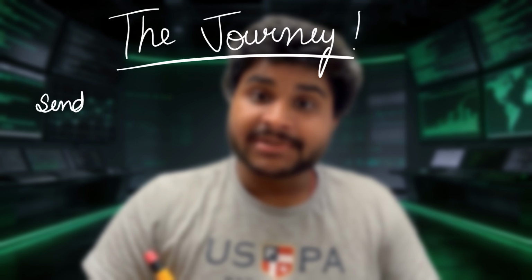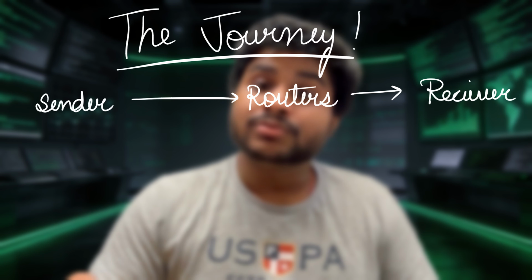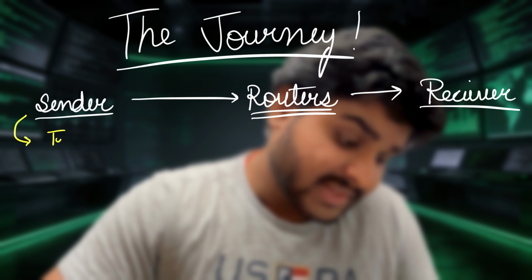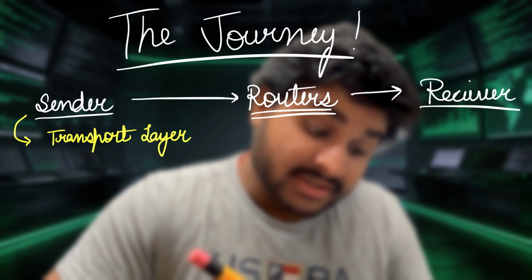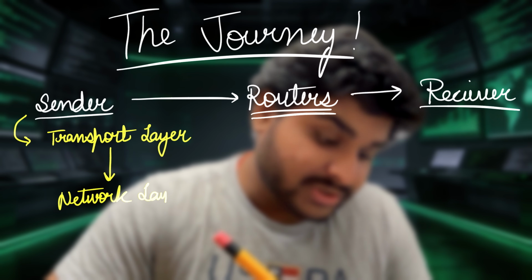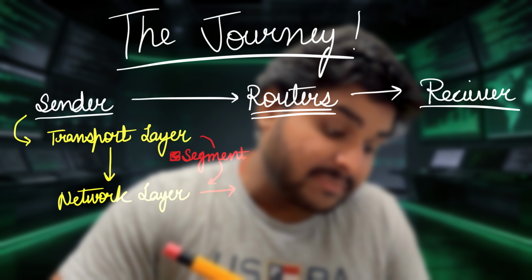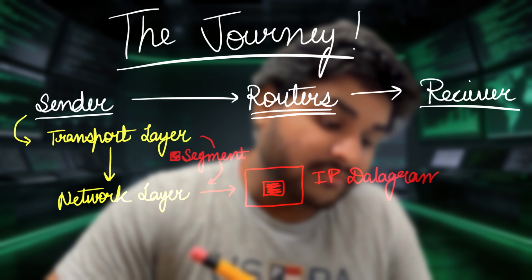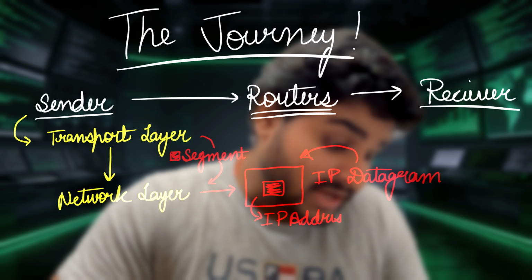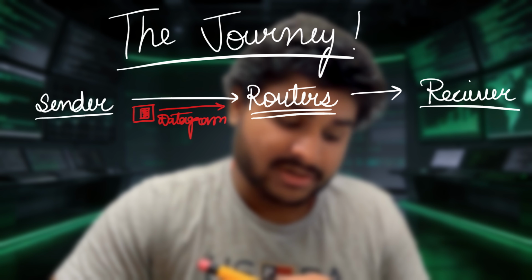Section 2: The journey. Sender to routers to the receiver. Sender. At the sender end, the transport layer gives the segment to the network layer. The network layer wraps this segment into an IP datagram, adds important information like IP addresses, and passes it to the link layer for transmission.